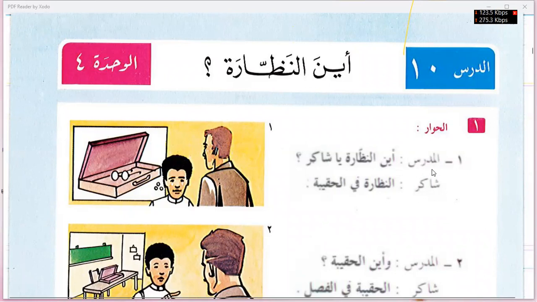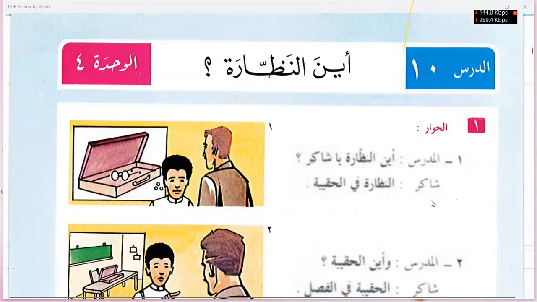Next. Al-mudarrisu: Aina an-nazarata, ya Shakir. Good. Translation. I can't translate, sir. Where are the glasses, O Shakir? Translate again. Aina an-nazarati, ya Shakir. Translation. Where are the glasses? O Shakir.